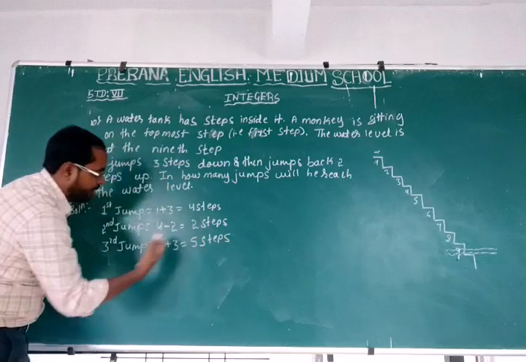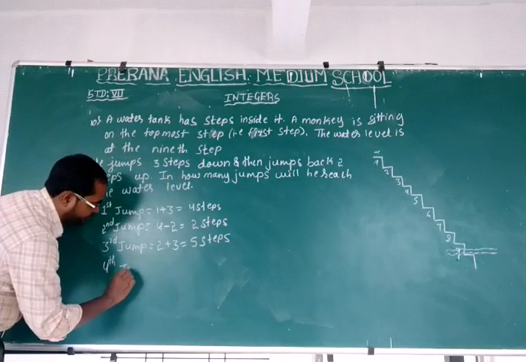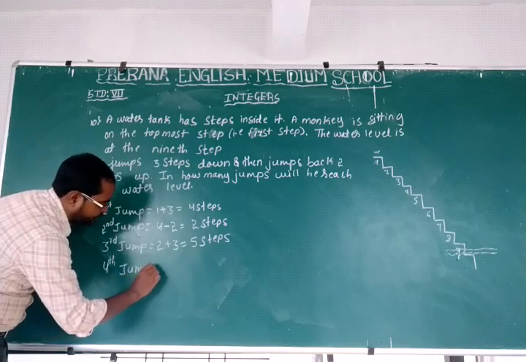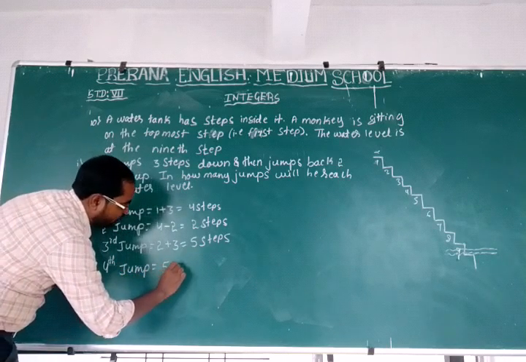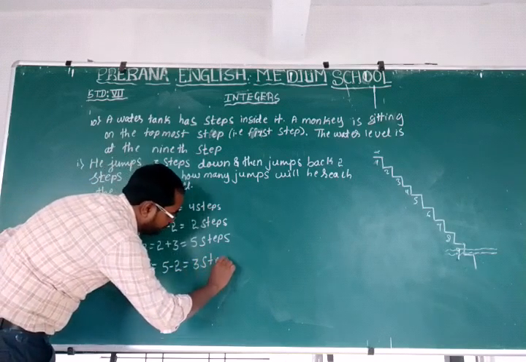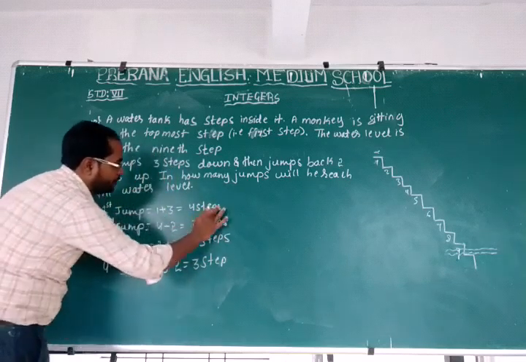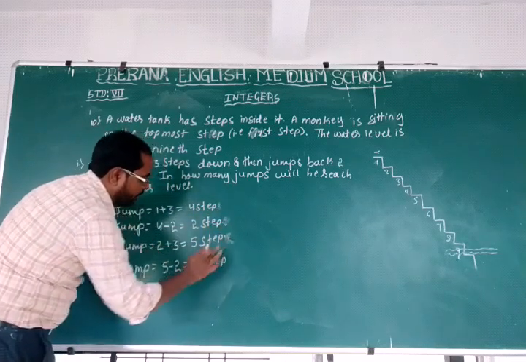From 5th step it will come back again, the 4th jump. 4th jump will be 5 minus 2. How much will you get? It is on the 3rd step. 3rd step. Okay. It is on the 3rd step.